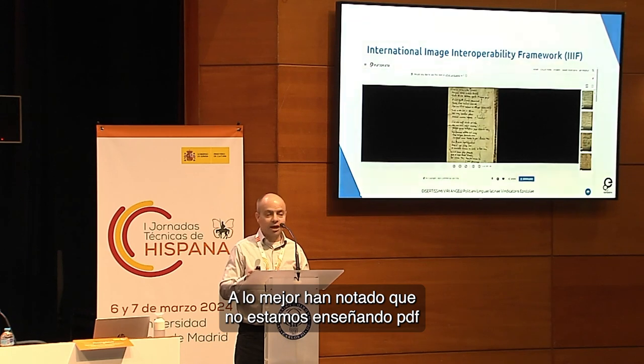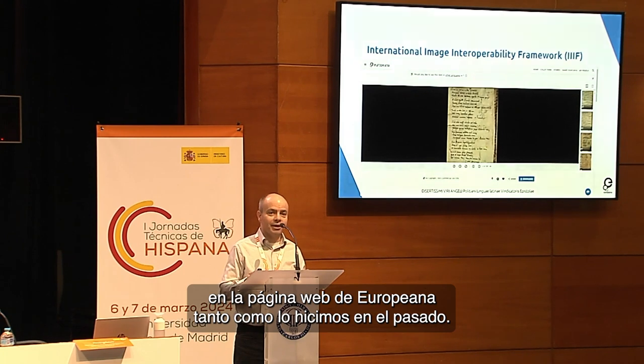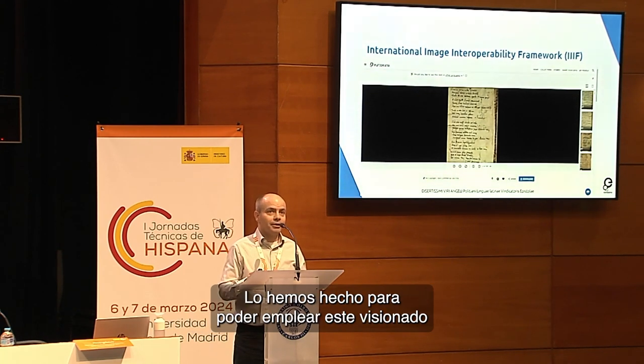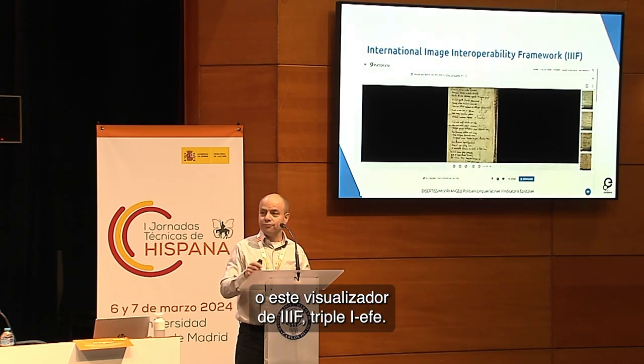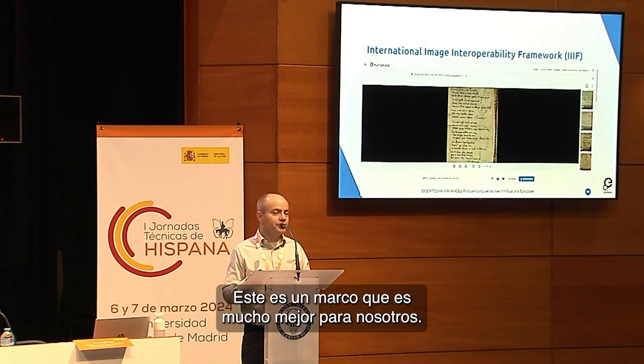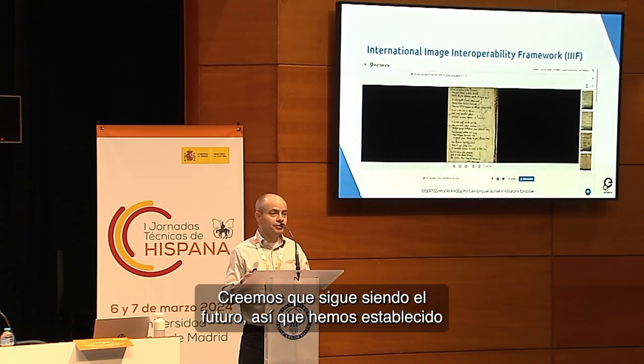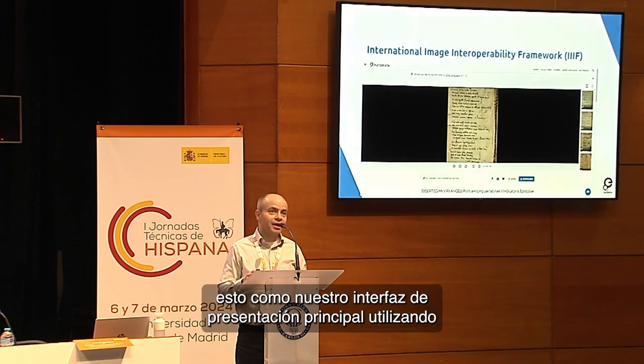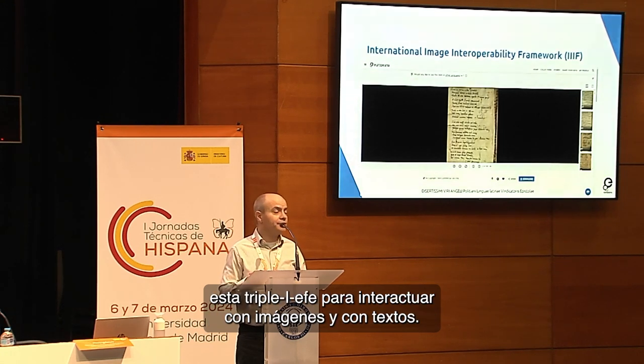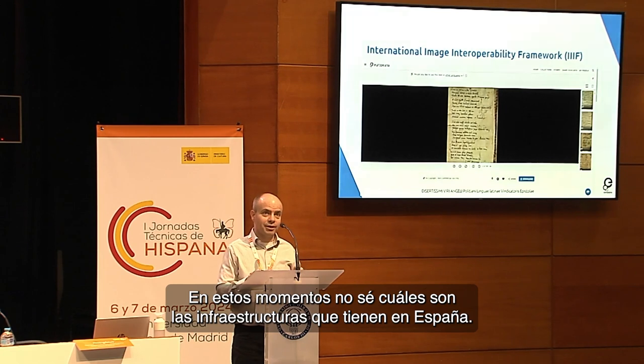You may have realized that we are not displaying PDFs on the Europeana website anymore like we've done in the past. We've done this to actually use a IIIF viewer. We've heard about IIIF yesterday, the International Image Interoperability Framework. And for us, this is still like the future. So we also have established this as our main presentation interface, using a IIIF viewer on our website to interact with images and text for now.